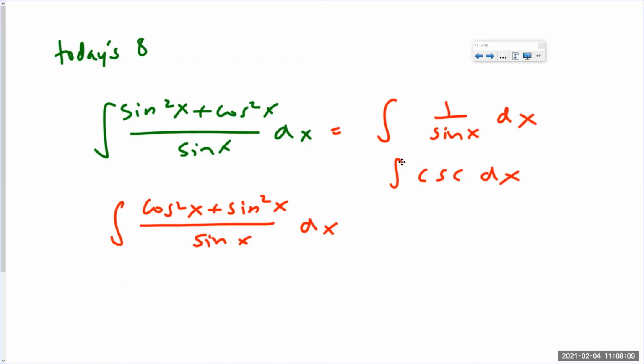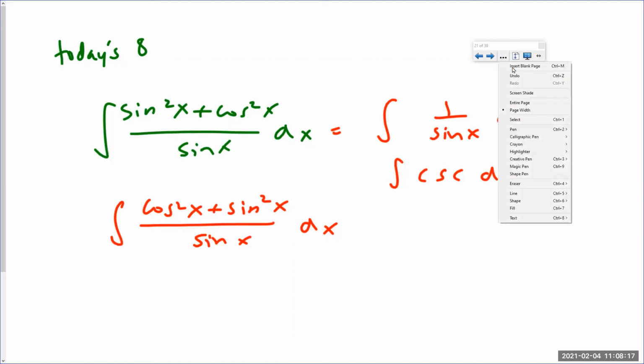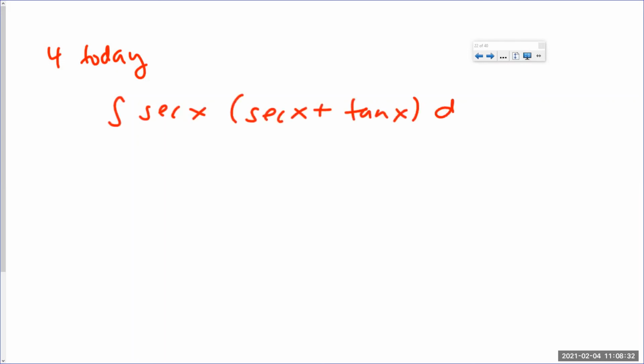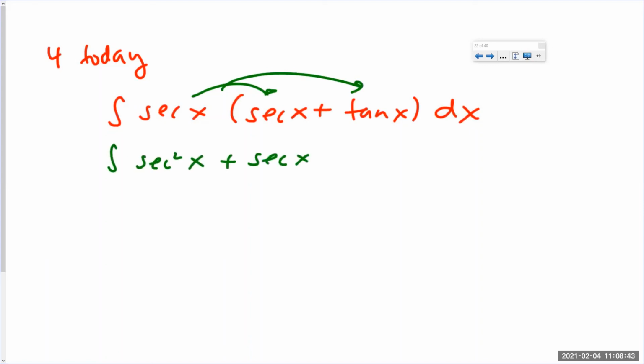Miss Chang, could you do number 4 on today's homework? Okay, let's look at number 4, guys, on today's homework. Okay, do you have number 4, Sam? Okay, secant, and what you want to do on that one is distribute it before you work it. It's kind of like a foiling problem, okay? So distribute it, and I think you'll be okay.